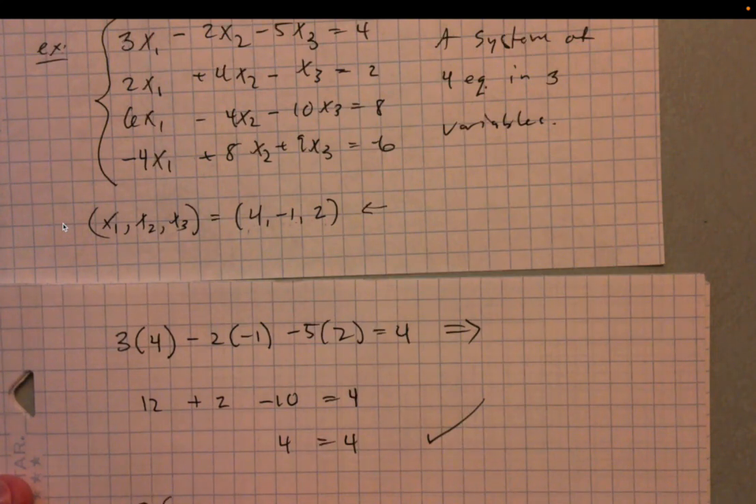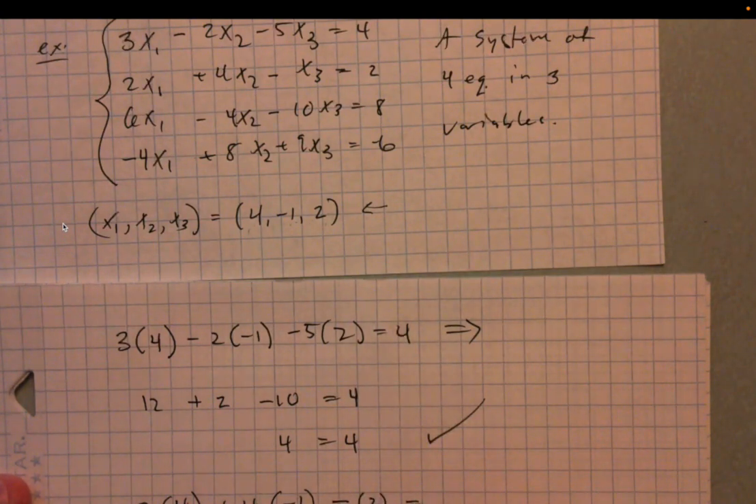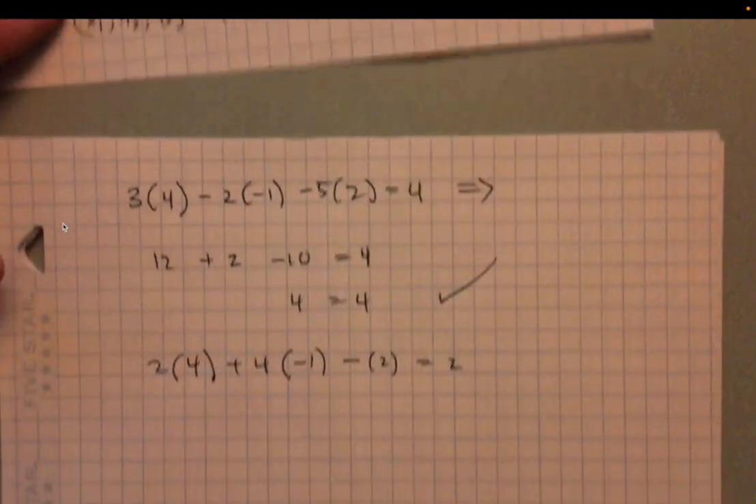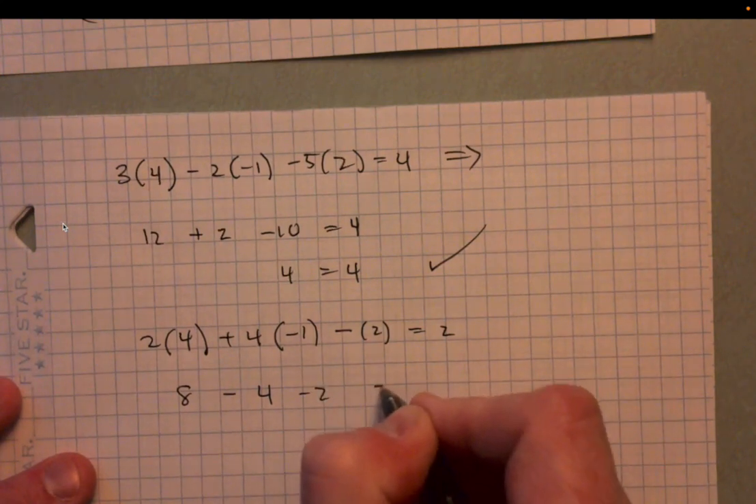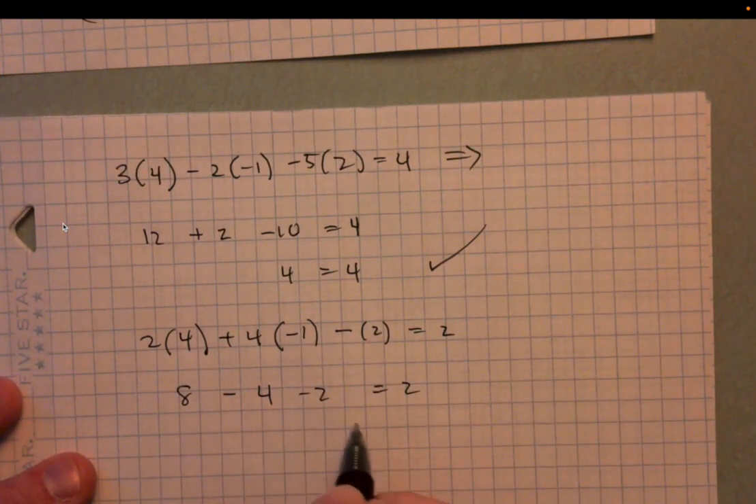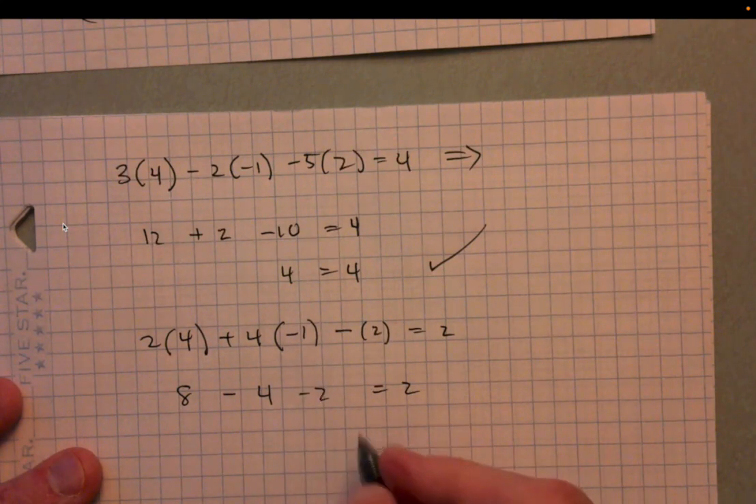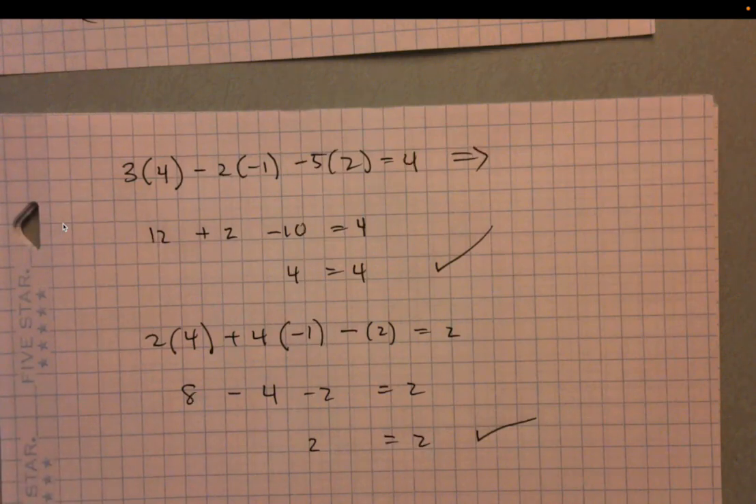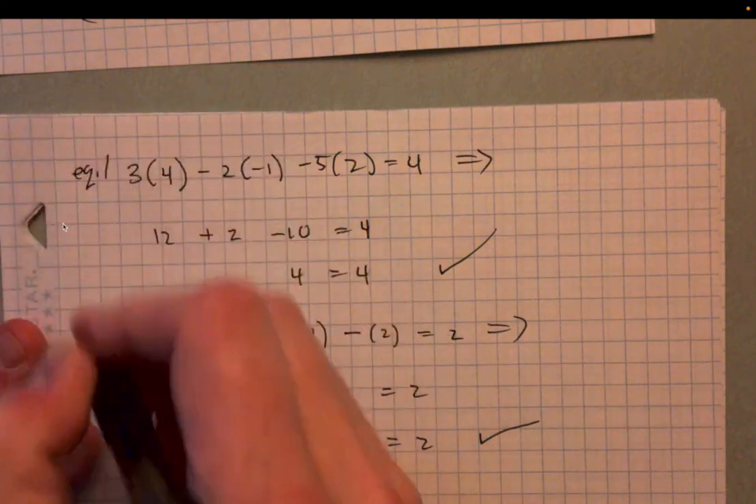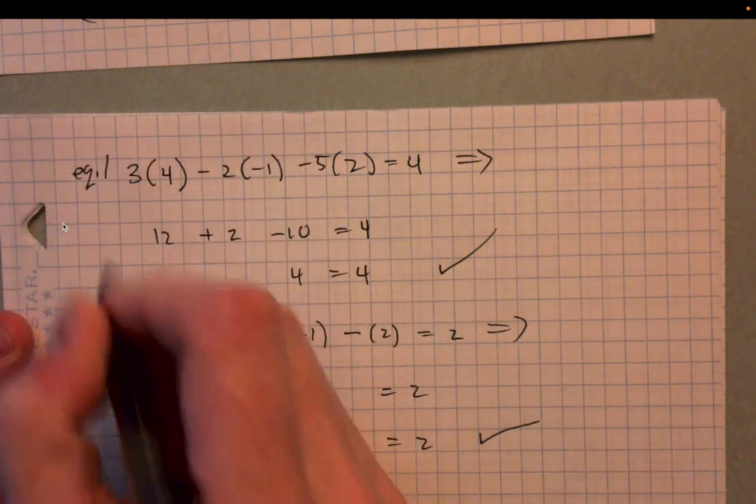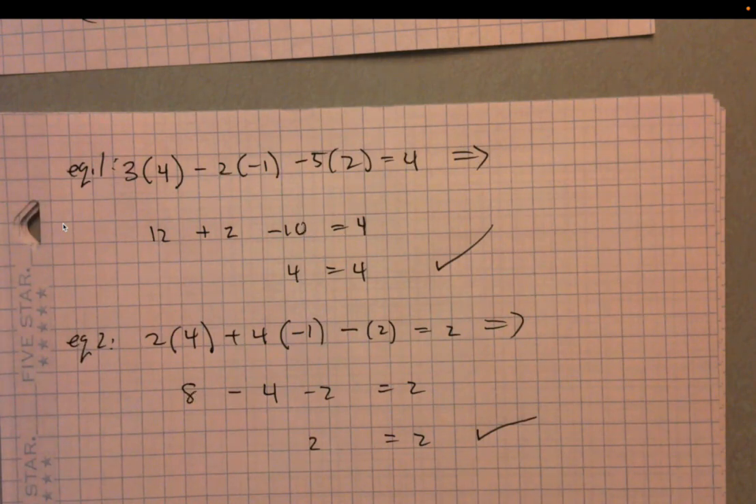What about if we plug that same triple into the second equation? I would have 2 times 4 plus 4 times -1 minus 2 equals 2. So let's see if this one works out. I get 8 minus 4 minus 2 equals 2, and so that's 8 minus 6, so that gives me 2 equals 2. Check. So there it satisfies. This is equation 1, and this was equation 2.